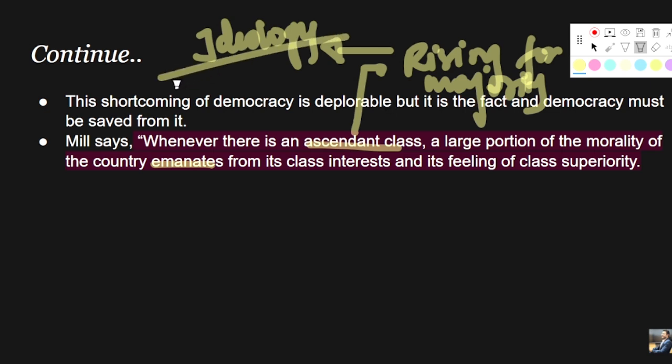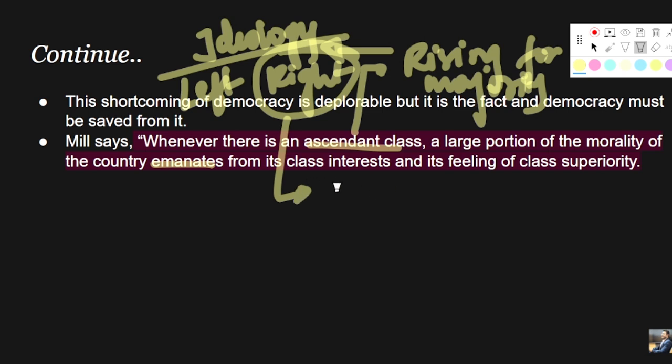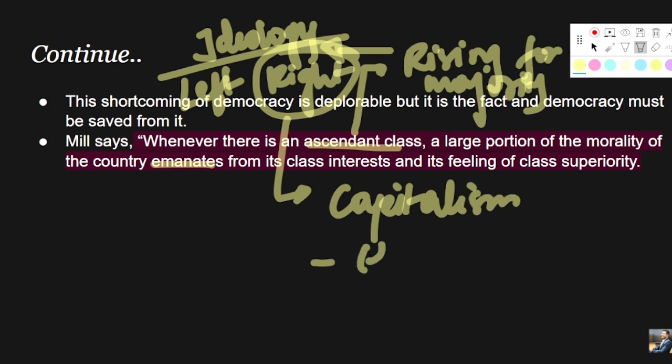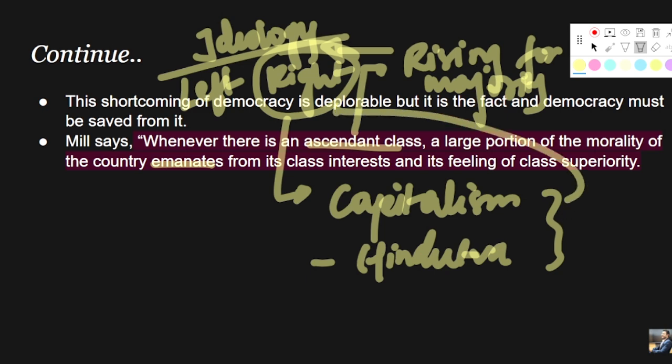This is the idea from where the entire notion of left wing, right wing, centrist, etc. comes from, right? Let's say in today's government, there is a right wing which is in power, the present party basically. So whatever ideology or morality that a country will have, let's say the promotion of capitalism, the idea of Hindutva, etc. These are basically the morality or notion or ideology of this ascending class, right? This is how Mill is trying to propound the idea.